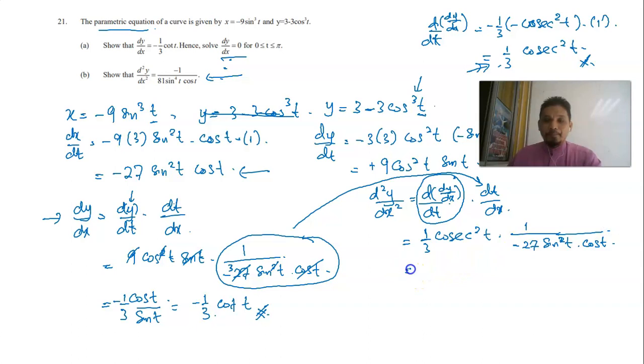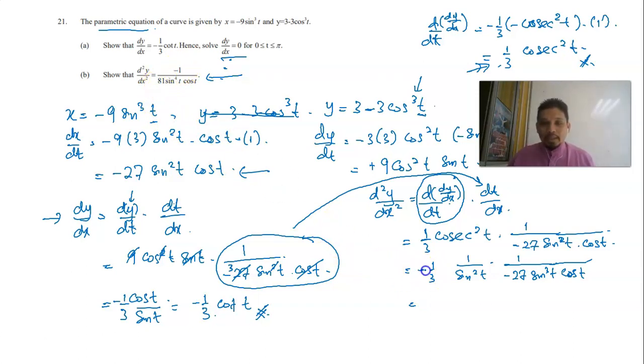Okay, negative 1 over 3. Cosecant is 1 over sine, so 1 over sine square t, and then 1 over negative 27 sine cube t and cos t. Okay, so the final answer is negative 1 divided by 81.